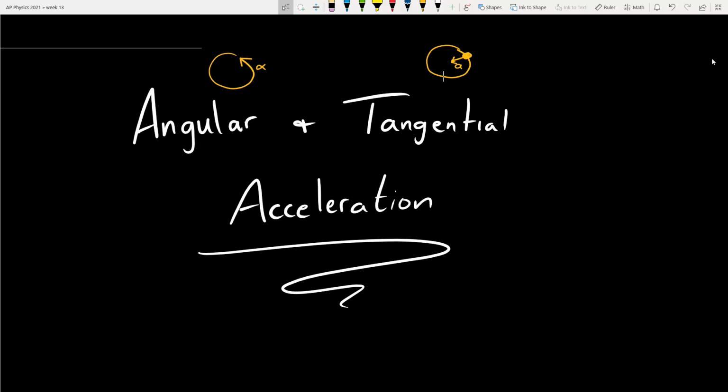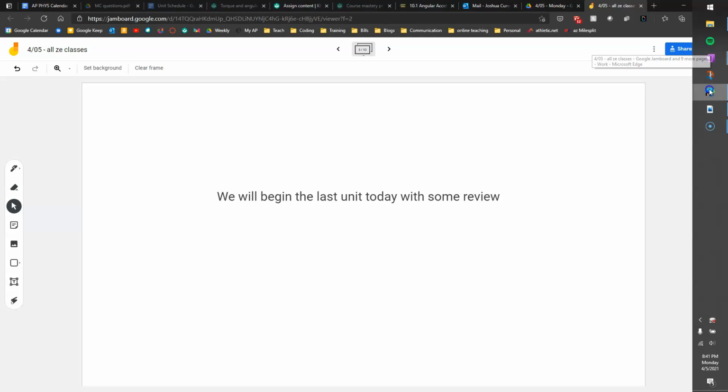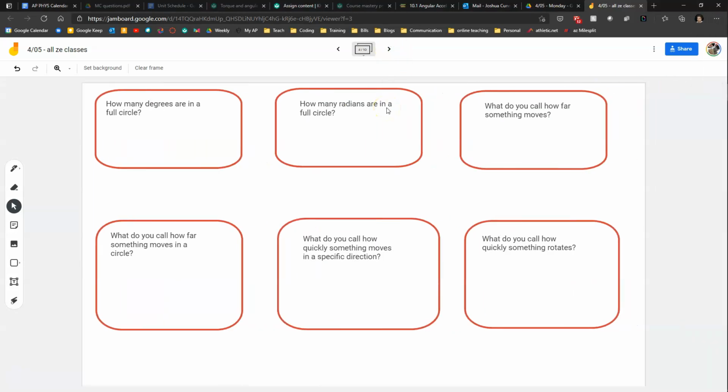Okay, everyone, we're going to be going over the first skill today, which is angular and tangential acceleration. So first, we're going to go over an overview of some of the concepts, and then we'll go into some examples. But first, little things that we need to know. You did this yesterday a little bit, but these are important pieces.